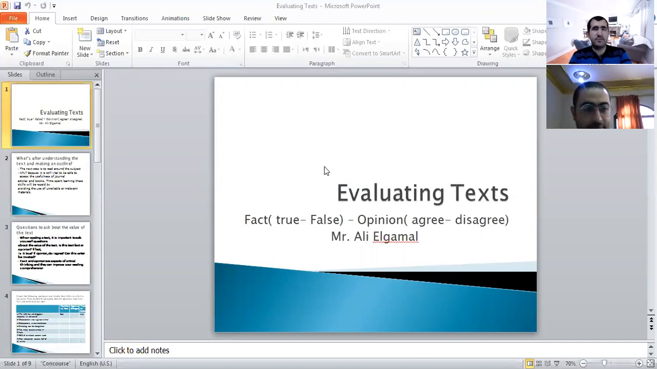Based on what I can see on the screen, evaluating text, I can think of some criteria: is it fact or is it opinion? If it's a fact, is it true or not? If it's an opinion, do I agree or disagree with it? That's great. And am I going to read this text from a textbook, an article, a magazine, or just a blog on the internet? So the source is very important.